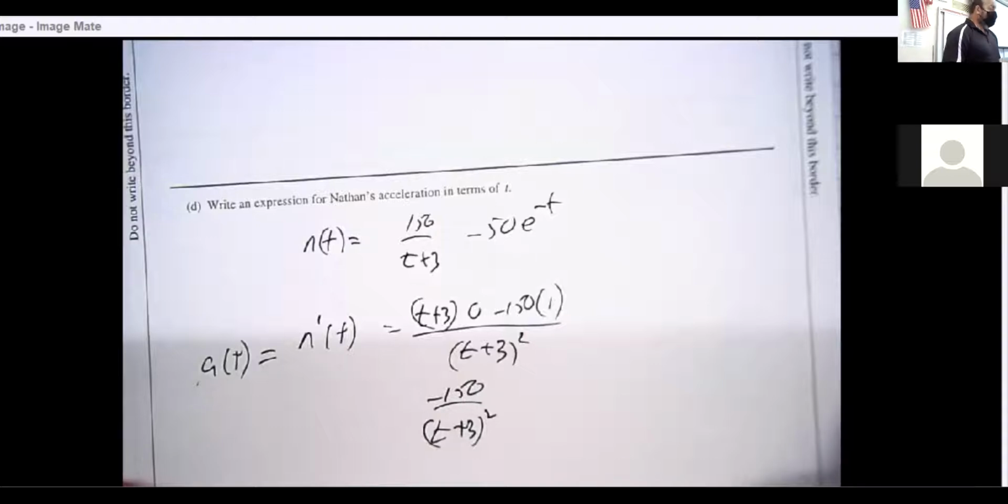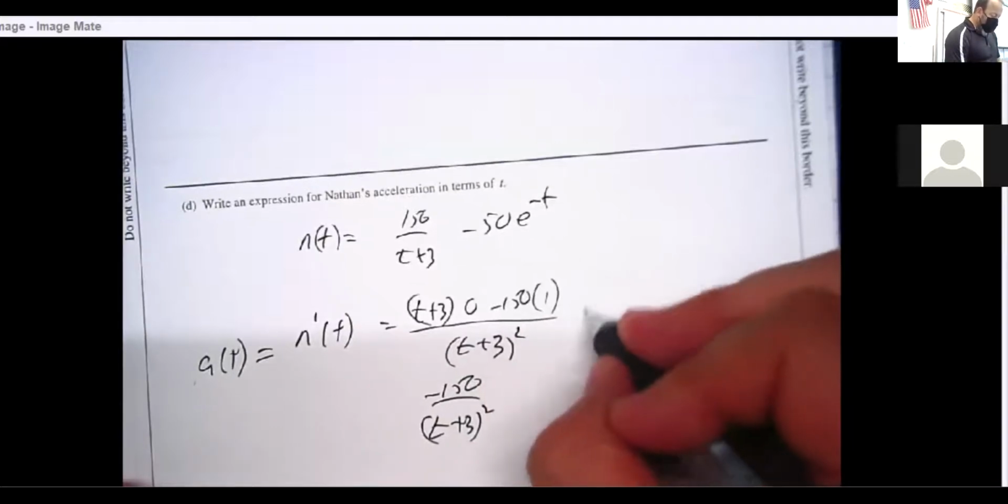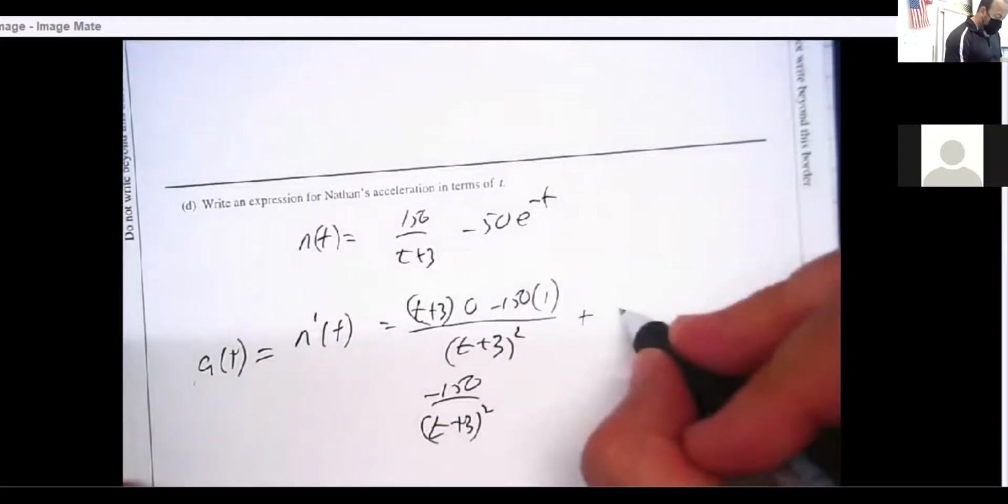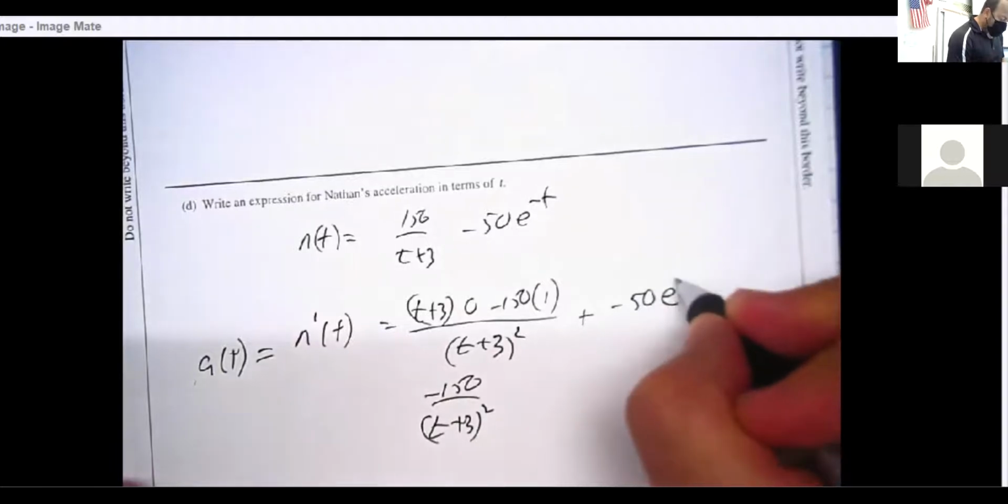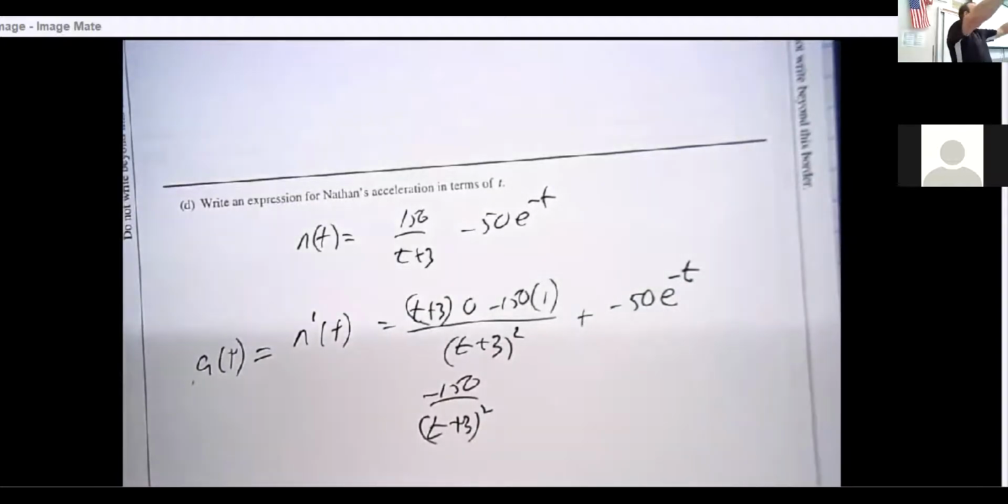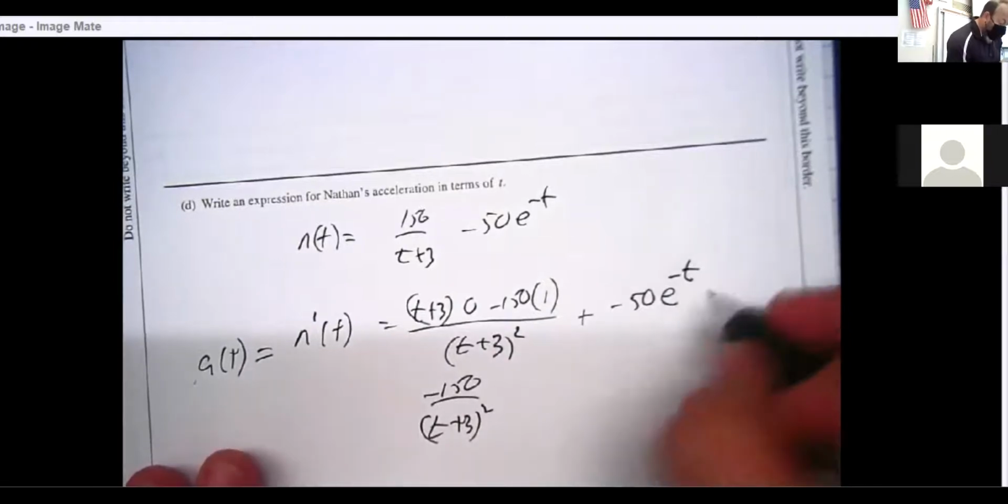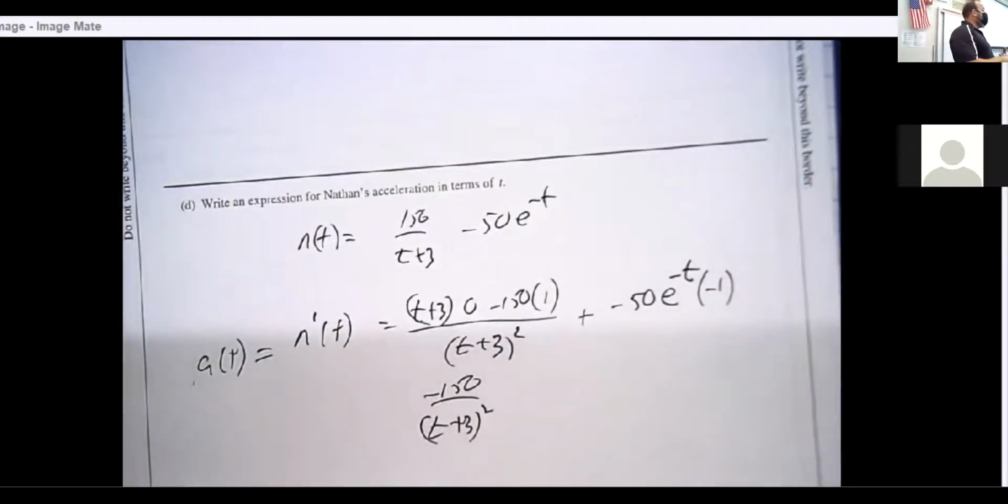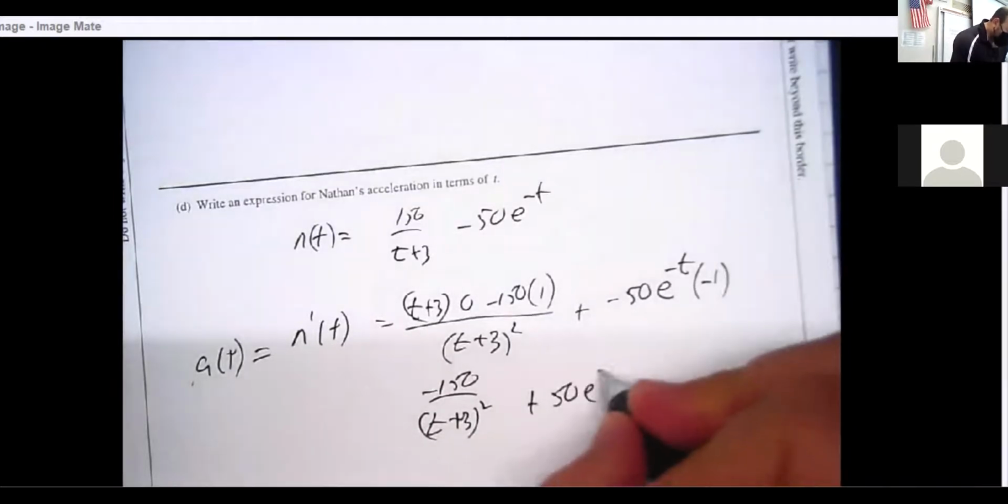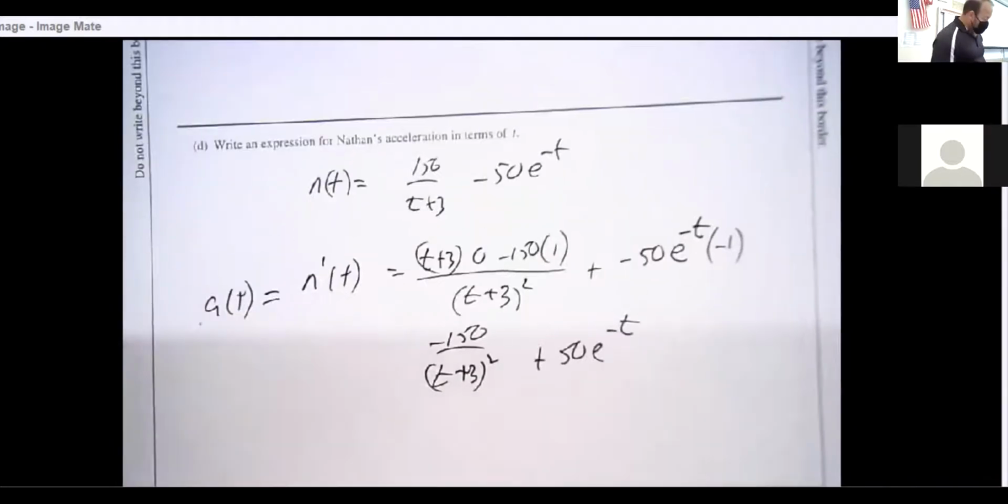Cool so far? And then over here, what happens when I take the derivative of this? So remember that the derivative of e to the u is e to the u du. So what is the derivative of the negative t part? Just negative 1. So we do have a double negative, don't we? So plus 50e to the negative t. And that is the end of problem number 3.